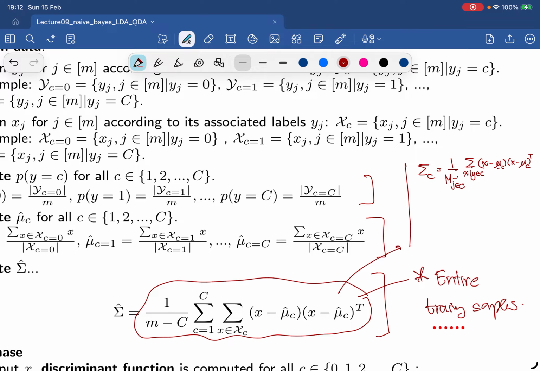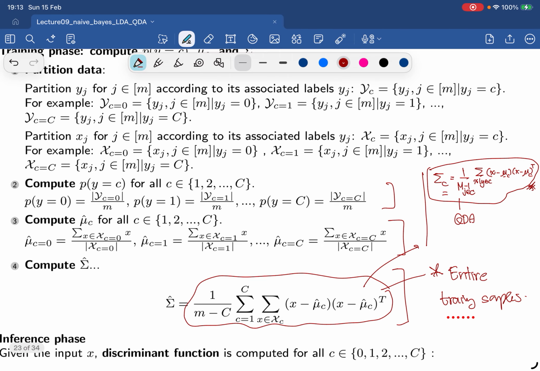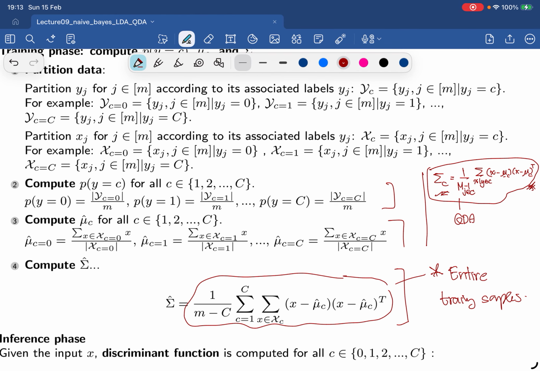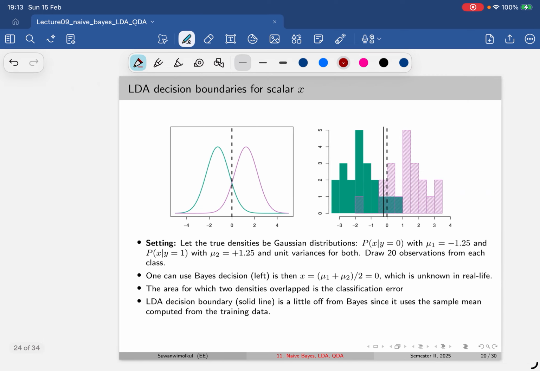Oh yes, and this one should be minus 1. Okay, so for each C, you have to compute this, right? If it's QDA, you will not have... if you have each sigma C, then that means this. Okay, I shouldn't say that. I was going to say then sigma is not needed, but it's not needed because it's QDA. But for LDA, you need it. Okay, anyway, I think this is the end of it.